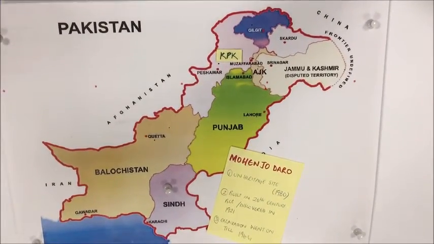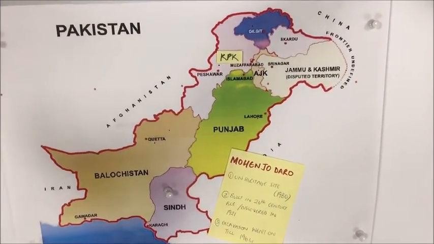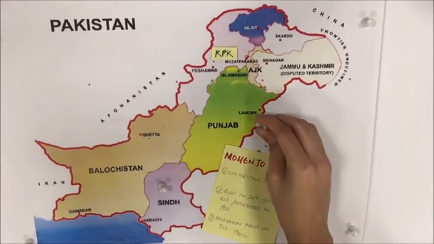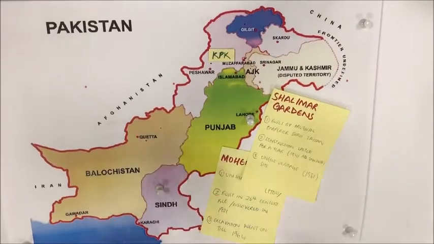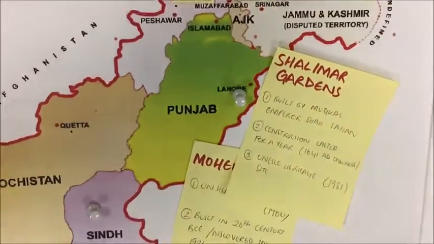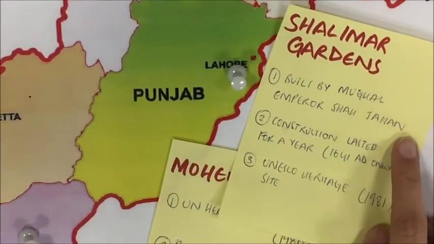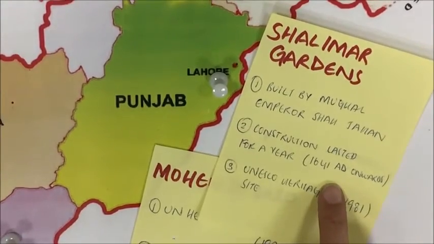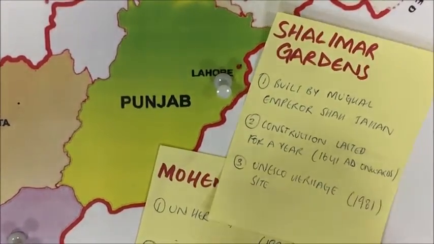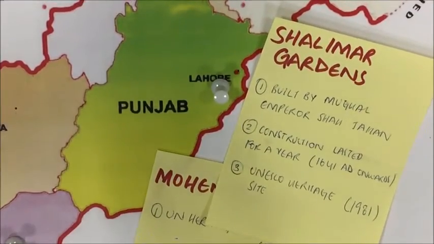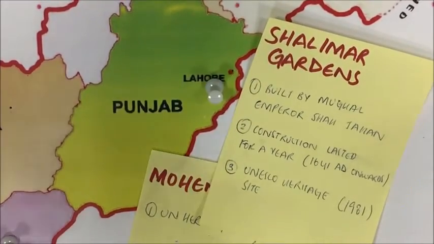So after you leave Sindh, you can actually head towards Punjab, and in Punjab, in Lahore, we have the Shalimar Gardens. Now, the Shalimar Gardens were built by Mughal Emperor Shah Jahan. The construction started in 1641 AD and it lasted for an entire year. And in 1981, it became a UNESCO heritage site.